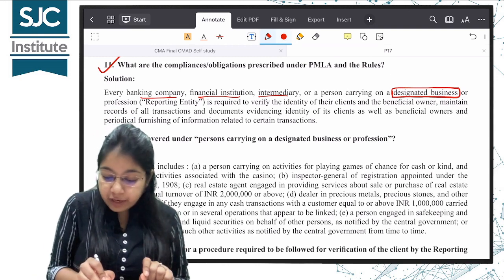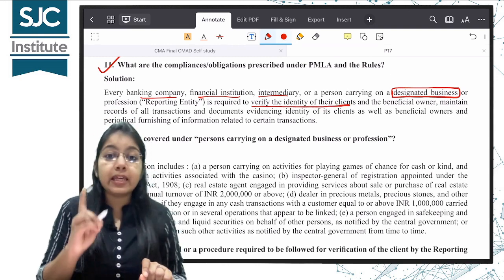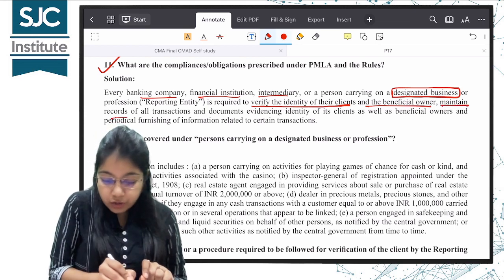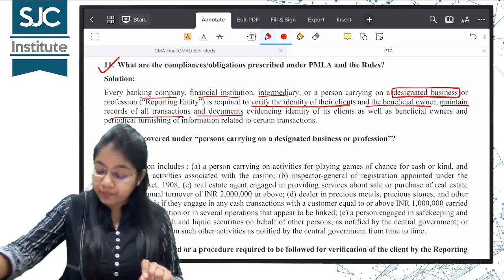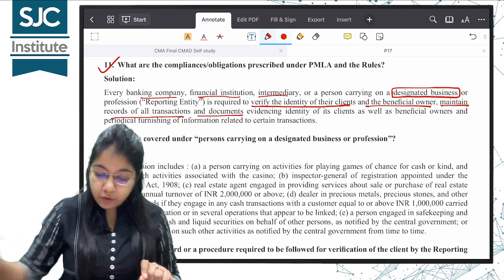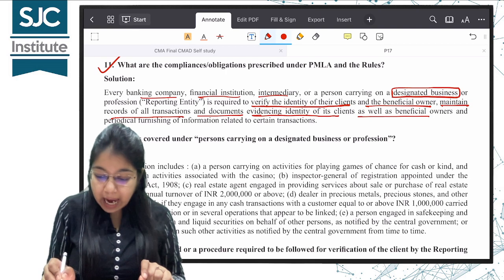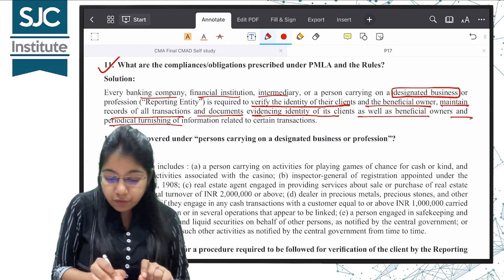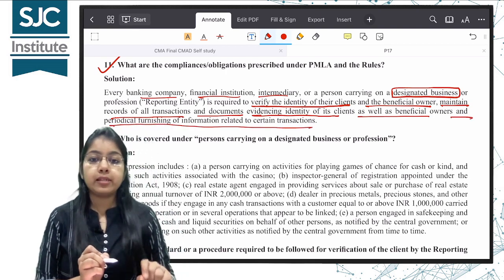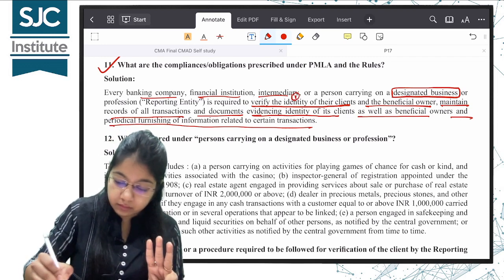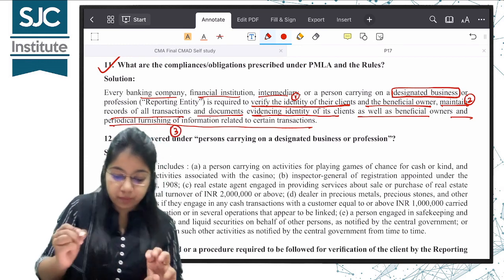They are required to verify the identity of their clients, KYC, and the beneficial owner, maintain record of all transactions and documents evidencing identity of its clients as well as the beneficial owners, and periodically furnish information related to certain transactions. So, 3 compliance requirements: verification, maintaining records and furnishing of information.